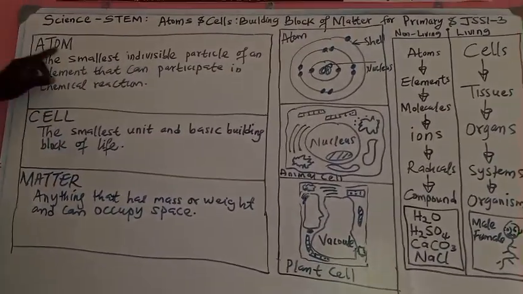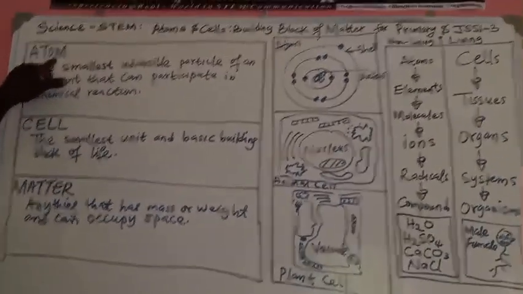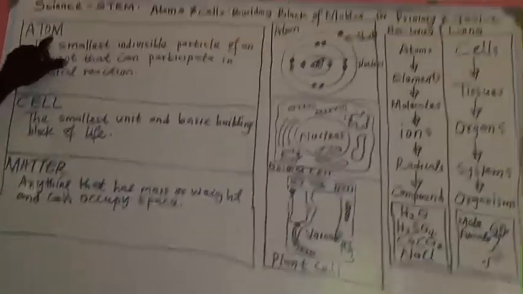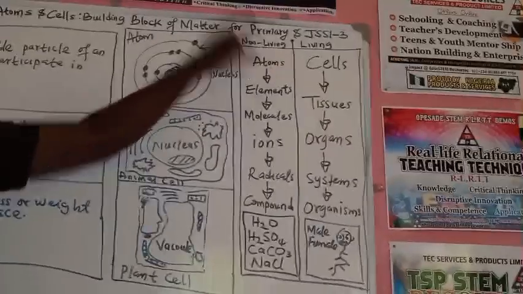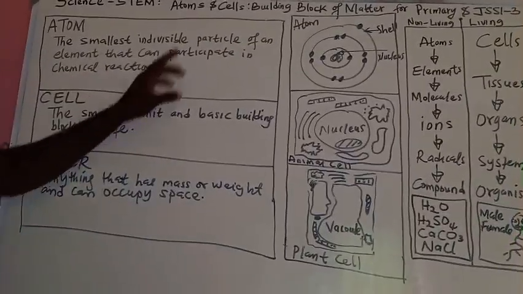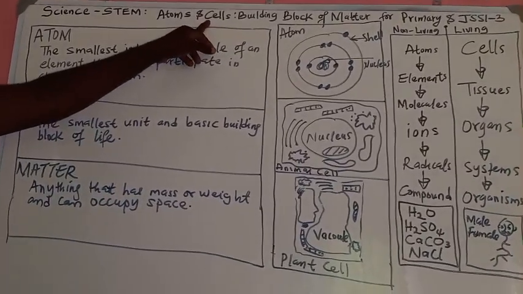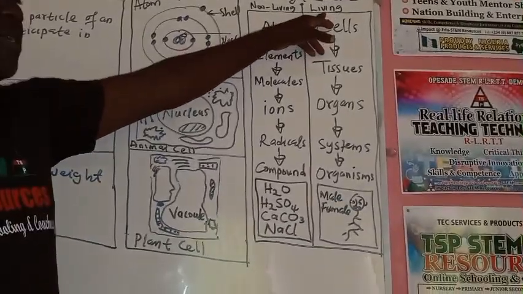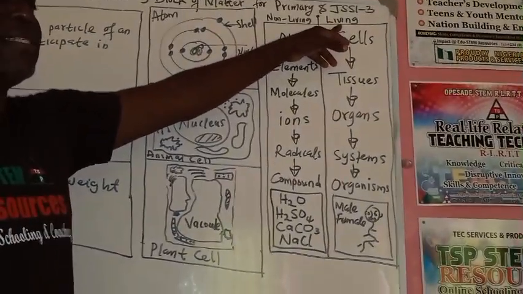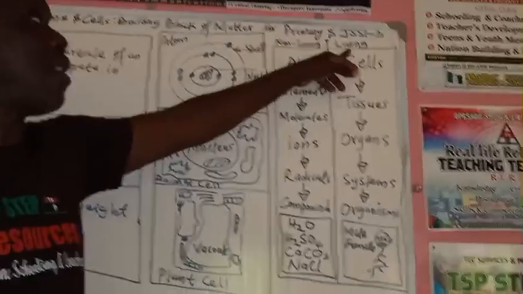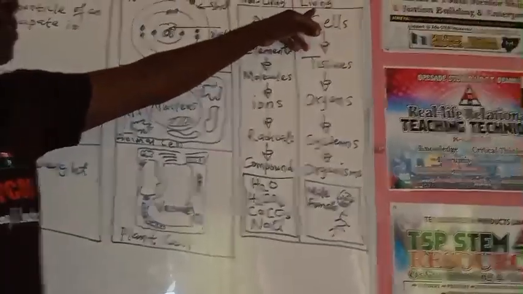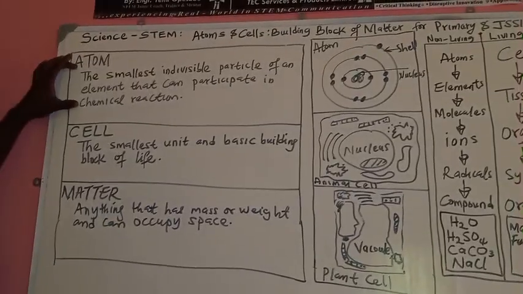Let me start with atom. Atom is associated with non-living things. Cell is associated with living things. And of course, you know that living things can either be plants or animals. Now, let's look at atom.